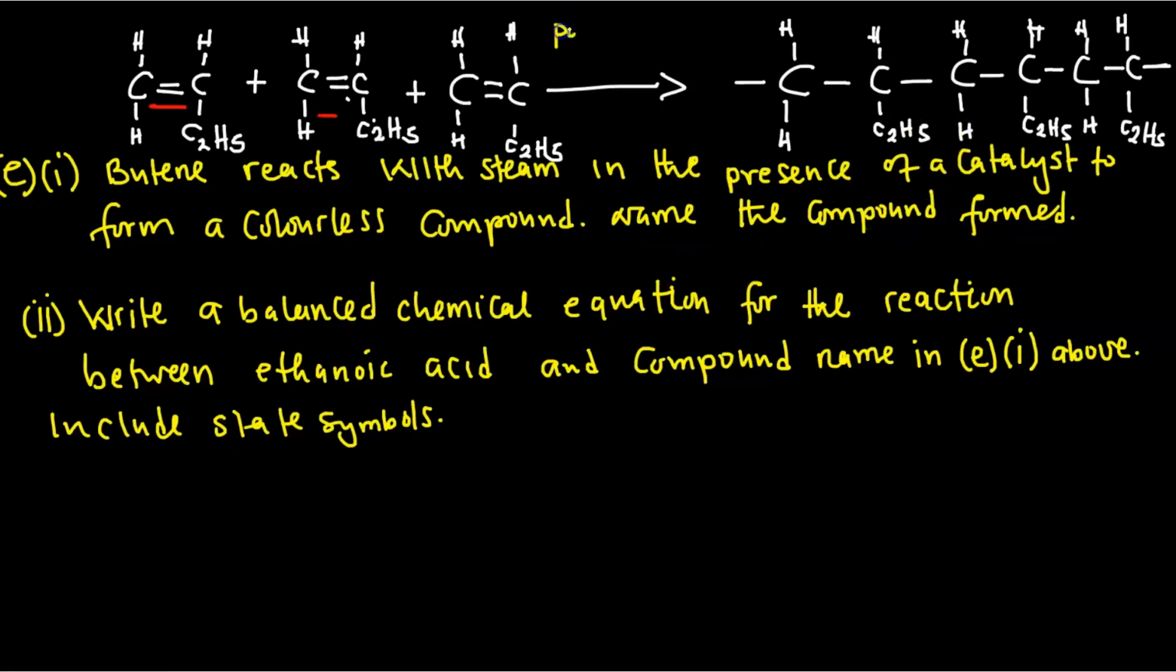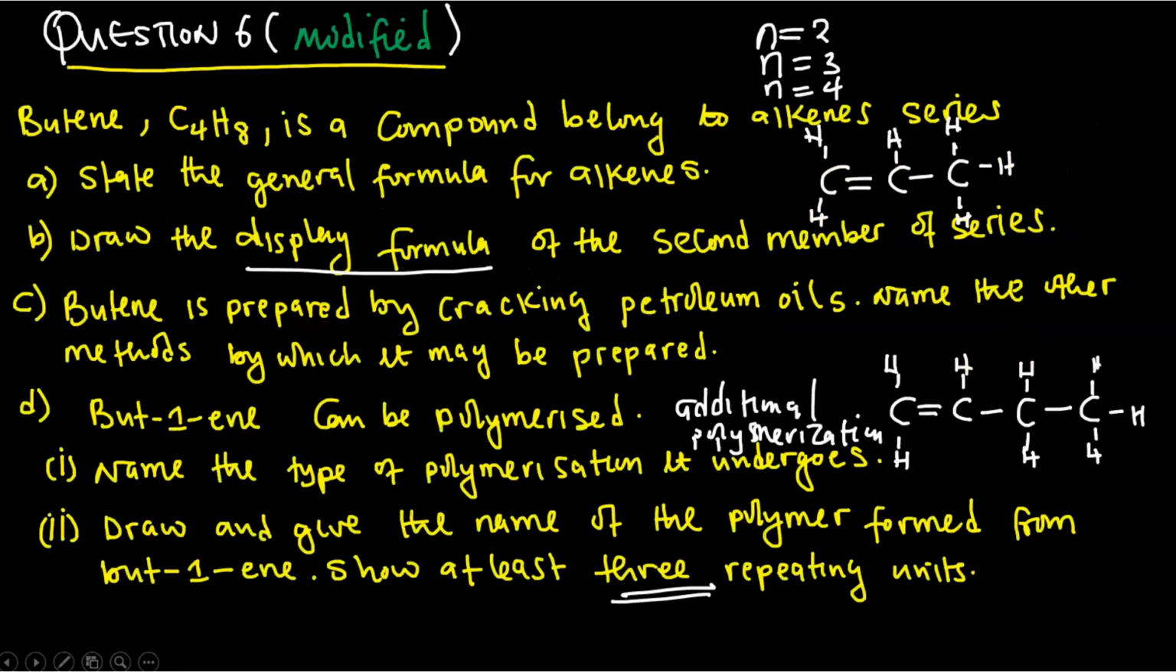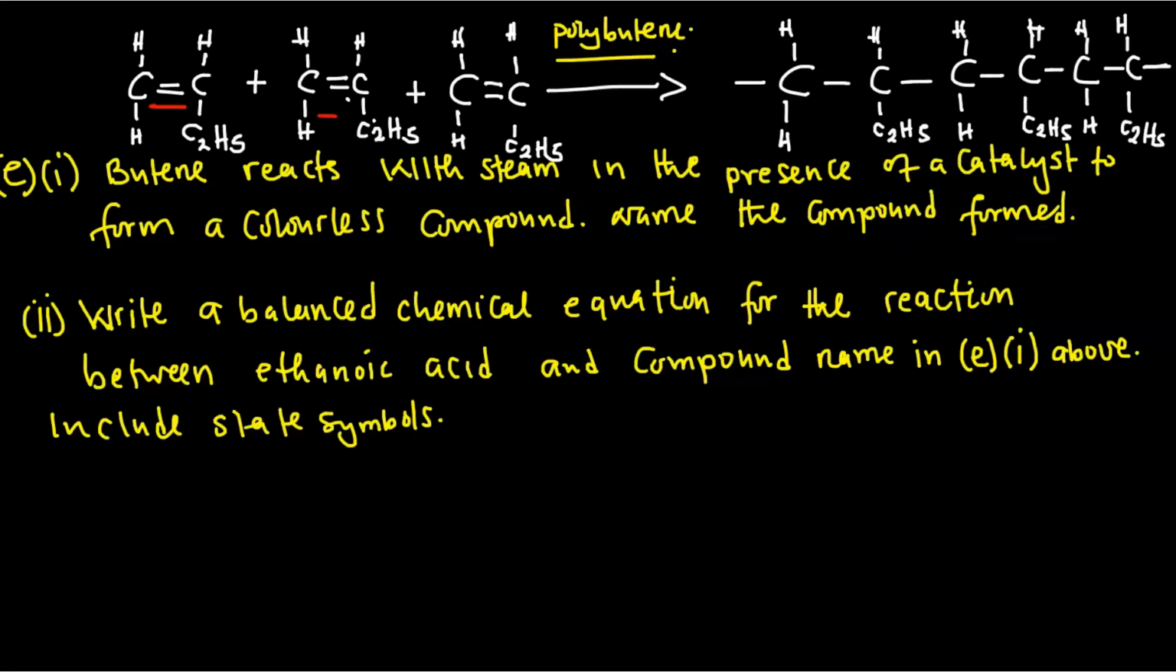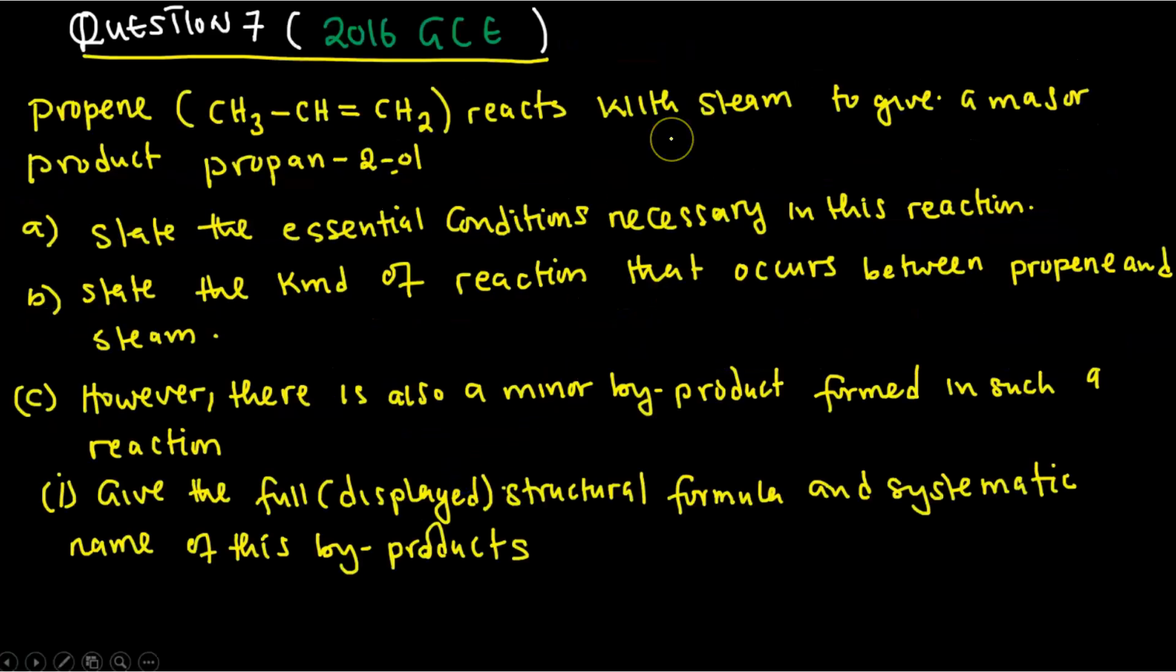It's called polybutene. That is the name. Is there a question that is asking us about the name? Draw and give the name of the polymer formed from but-1-ene. Show at least the 3 repeating units. So we've shown 3. What we are interested in is drawing this structure, and of course, we've shown the name is polybutene. So the name is polybutene, and this is the structure that we are interested in. So take note of that: the name and the structure.